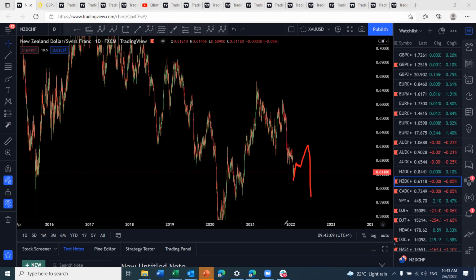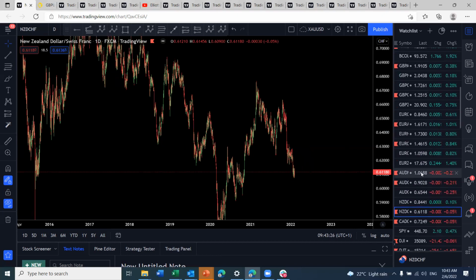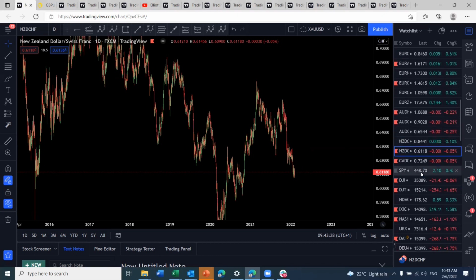You will see Aussie US dollar, New Zealand US dollar, New Zealand yen, Aussie yen, New Zealand CAD, Aussie CAD. All of these pairs that have got the Aussie and the New Zealand in them are all bearish. So you're not looking for any buy setups on all of those pairs, whether they are on the US dollar pairs or the Euro pairs, they are all bearish.